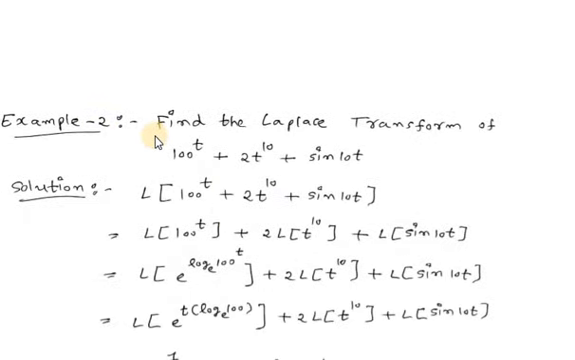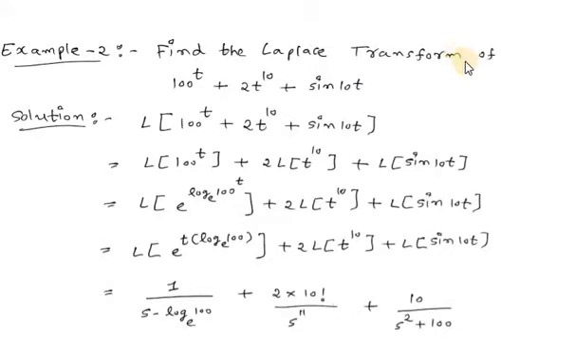Now we will see the second example. Find the Laplace transform of 100 raised to t plus 2t raised to 10 plus sine 10t. So Laplace of this whole function is equal to Laplace of 100 raised to t plus 2, constant as it is, Laplace of t raised to 10 plus Laplace of sine 10t. Now we will write 100 raised to t as e raised to log of 100 raised to t to base e, plus 2 as it is, and Laplace of t raised to 10 plus Laplace of sine 10t.